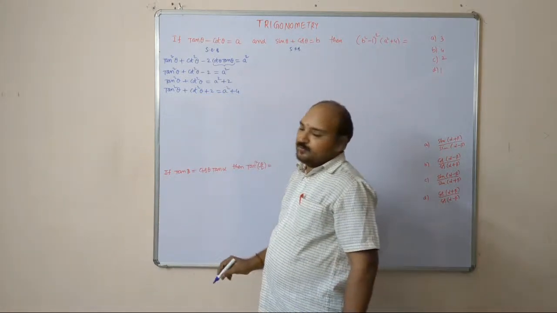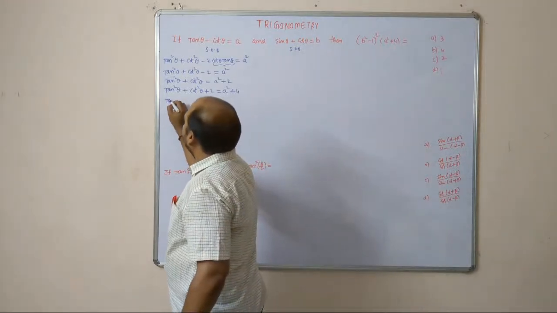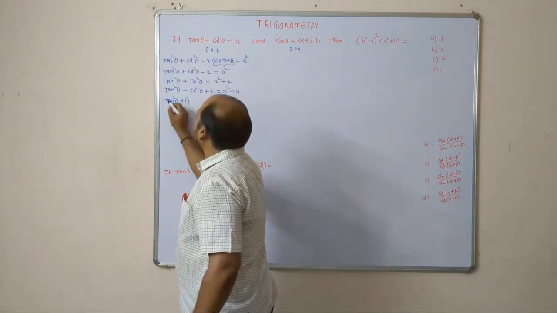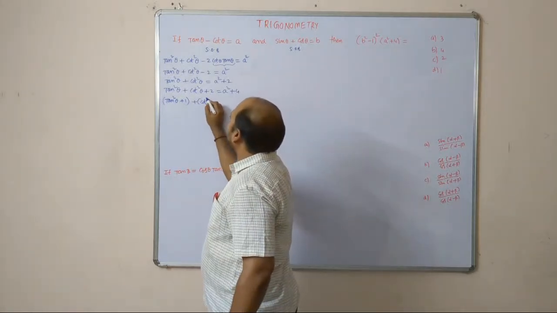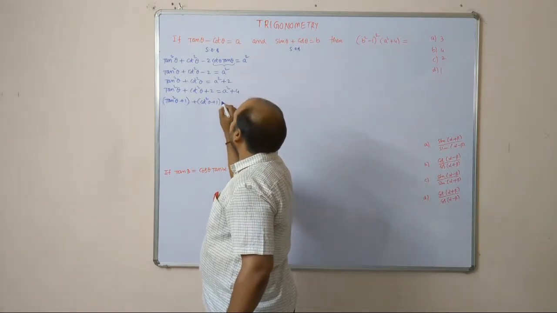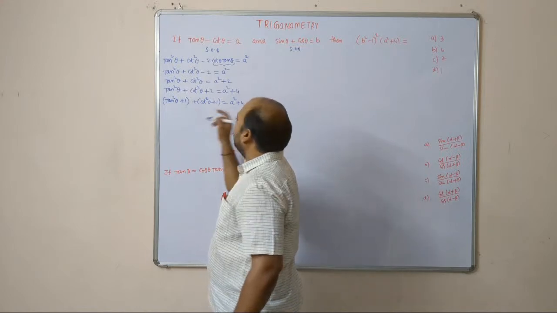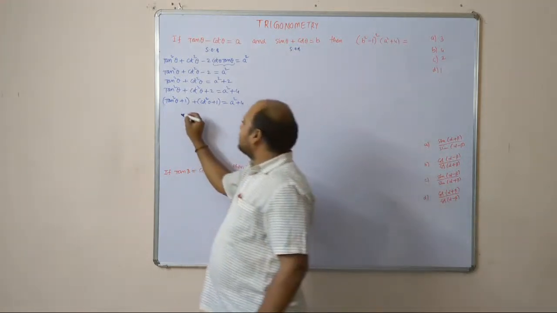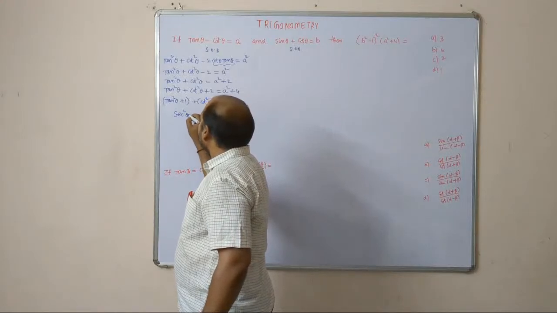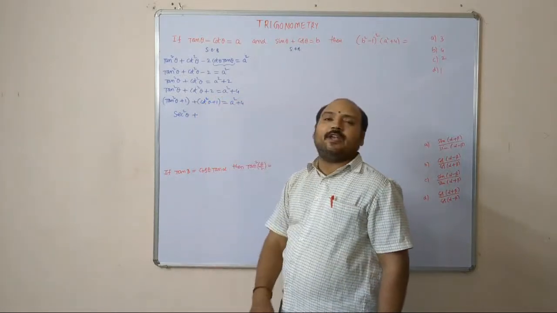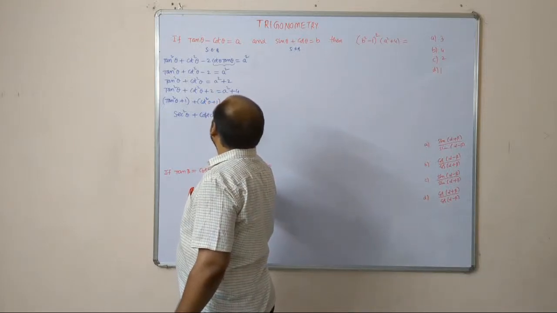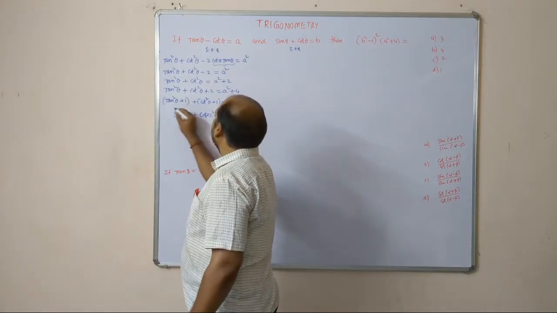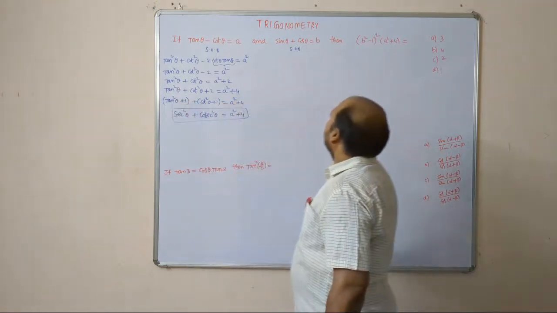Here what I am writing is tan square theta plus 1, and cot square theta plus 1, is equal to A square plus 4. Tan square theta plus 1 is secant square theta, and cot square theta plus 1 is cosecant square theta, so secant square theta plus cosecant square theta is equal to A square plus 4. We got one of the results. Now come to here.